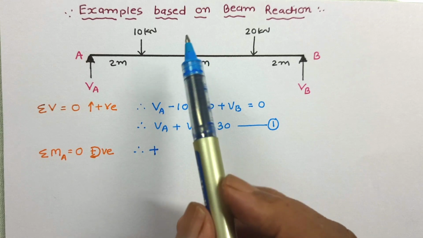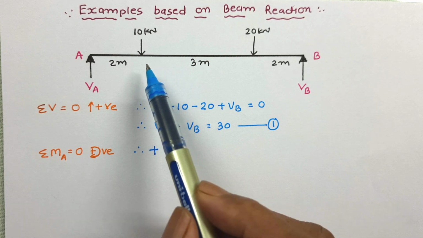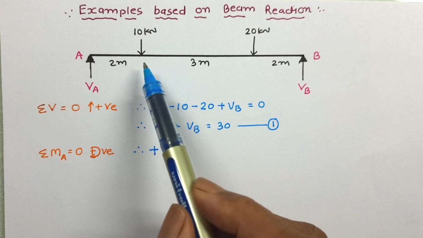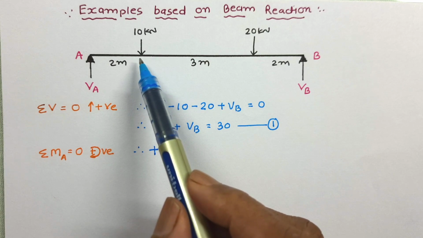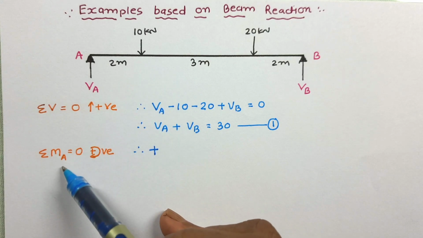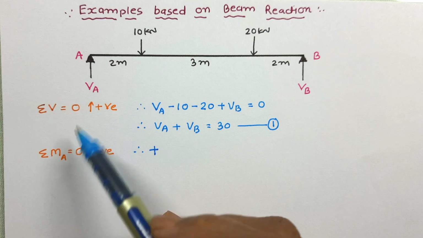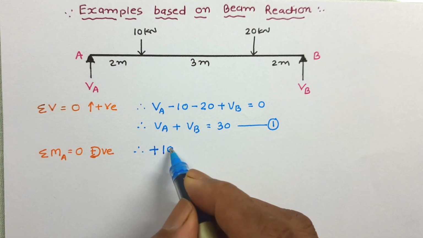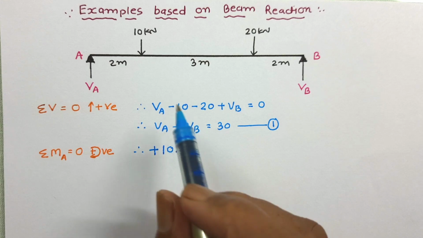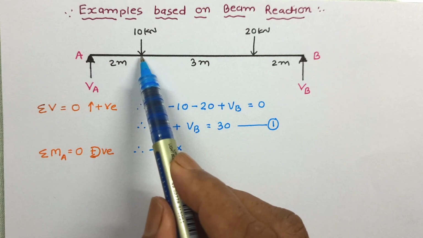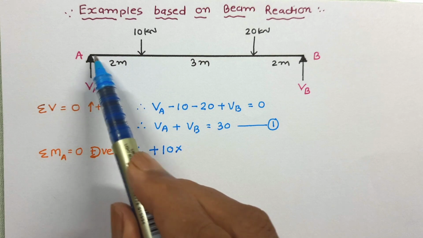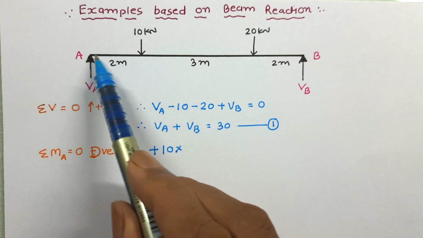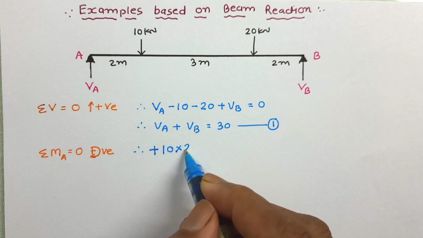Moment we know that is force into perpendicular distance. This distance is to be worked out between the line of action of force and the point where we work out moment. So magnitude of force is 10 and the perpendicular distance, that is between line of action of force and the point where we work out moment, so distance between the 2 points, that is 2.